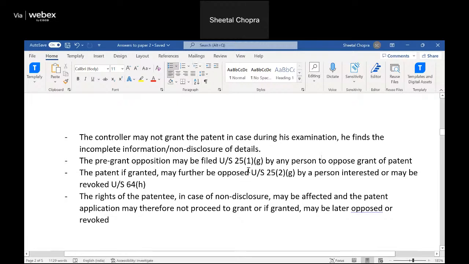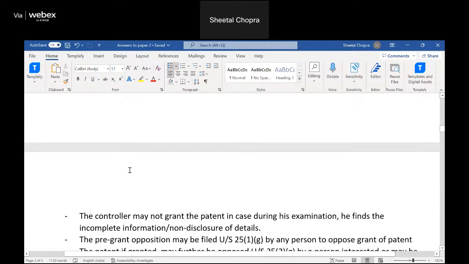The pre-grant opposition may also be filed under Section 25(1)(g) by any person to oppose the grant of the patent. And the patent, if granted at all, may further be opposed under Section 25(2)(g) by a person interested, or may be revoked under Section 64(h). The rights of the patentee in case of non-disclosure may be affected, and the patent application may therefore not proceed to the grant, or if granted, may be later opposed or revoked. So these are 4 broad content items that you can elaborate in a few lines to describe your answer.